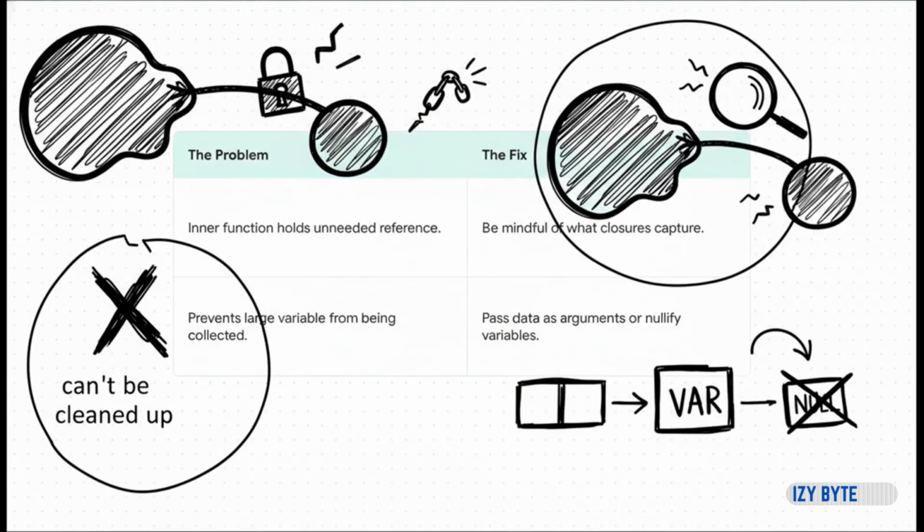But with that power comes a risk. The leak happens if your little snapshot, that inner function, is kept alive somewhere, and in its memory, it's holding a reference to a huge, unneeded variable from that original room. Because that snapshot is still being used, the giant variable it remembers can't be garbage collected. The key here isn't to avoid closures, they're amazing, but to just be mindful of what they're capturing.